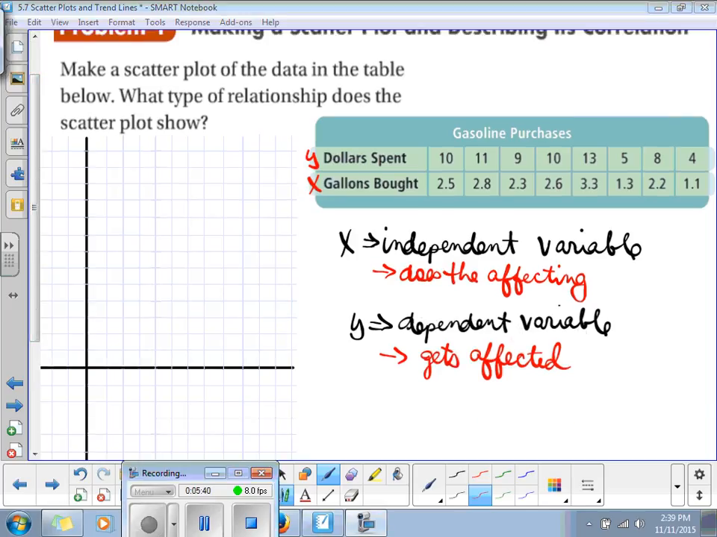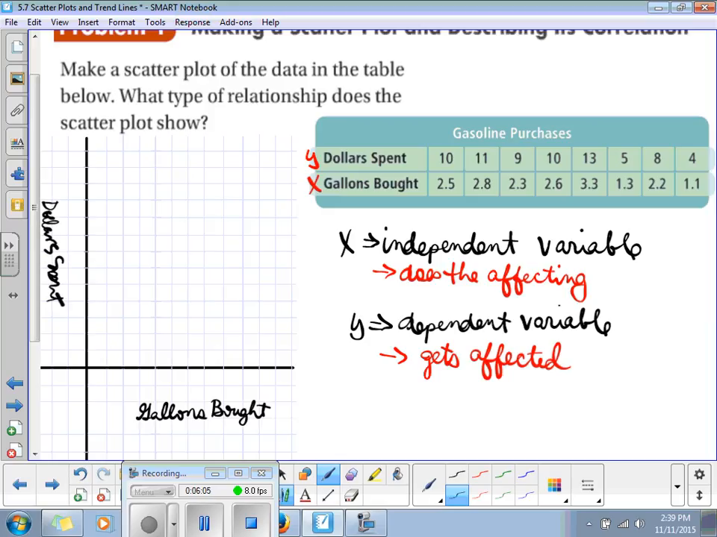So now we'll just put it on our graph. Down here on the x-axis, we have gallons bought. And then dollars spent on the y-axis. Now we need to put our intervals on here. And yes, you can use different intervals on the x and the y.